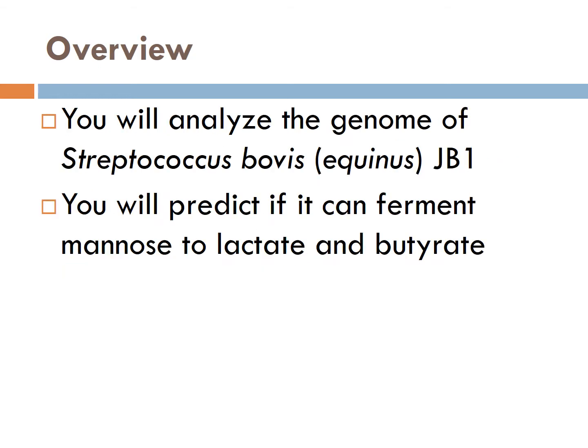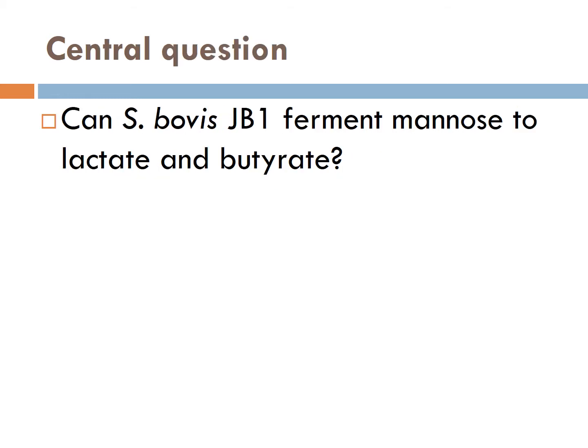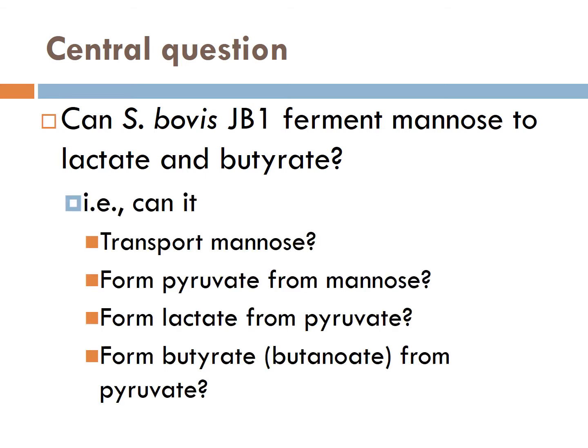In the exercise today, you will analyze the genome of Streptococcus bovis, or equinus, JB1. In this analysis, you'll make a simple prediction: if it can ferment mannose to lactate and butyrate. So the central question we're trying to ask today is, can Strep bovis JB1 ferment mannose to lactate and butyrate? We can break down this question and ask, can it transport mannose? Can it form pyruvate from mannose? Can it form lactate from pyruvate? And can it form butyrate from pyruvate? Breaking down the question in this way will make it easier to address during genomic analysis.